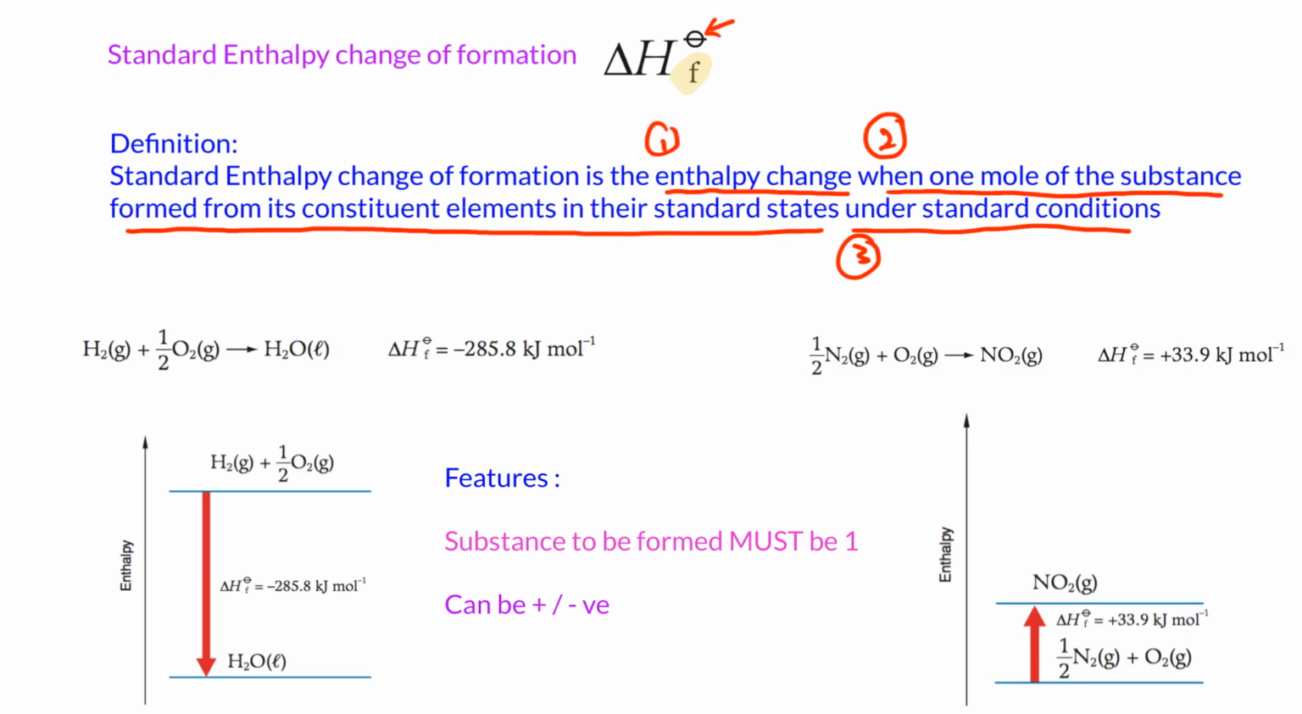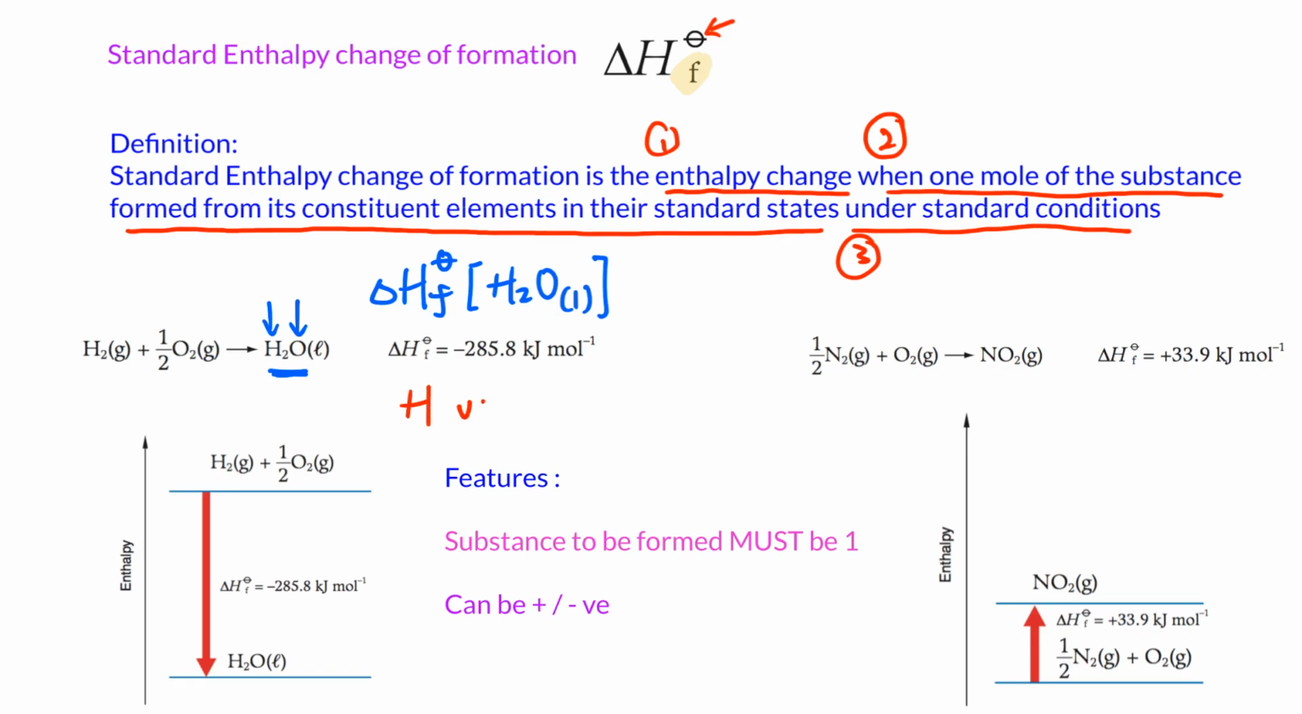What it means by formed from its constituent elements in the standard state, we can have a look at an example here. If we write a symbol for that, it will be standard enthalpy change of formation. The target that we are talking about is water. If we want to form water from its constituent elements, we have 2 elements here, H and O. So we will have H plus O to form H2O. But remember, these elements have one condition: they have to be in their standard state.